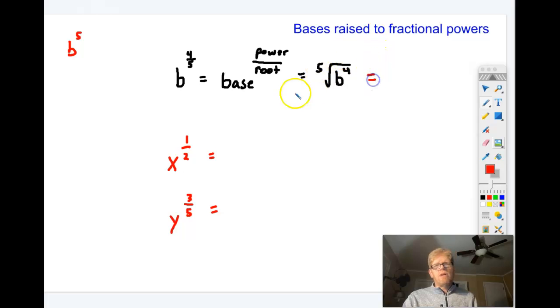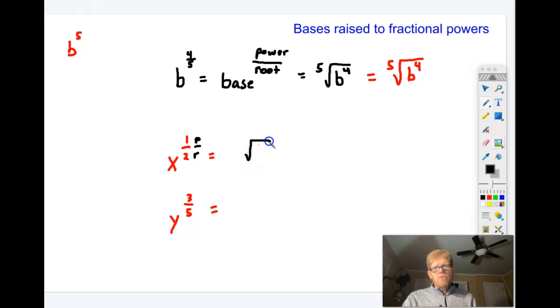You can think of it differently if you want. We can take the number that's on the bottom and create our radical with that number out front, and then put our b to the 4th inside of it. It doesn't matter the order that you do it in. It's the same thing. So let's quickly take a look at these two problems to see what that would give us here. X to the 1/2 power. So it's the root under the power.